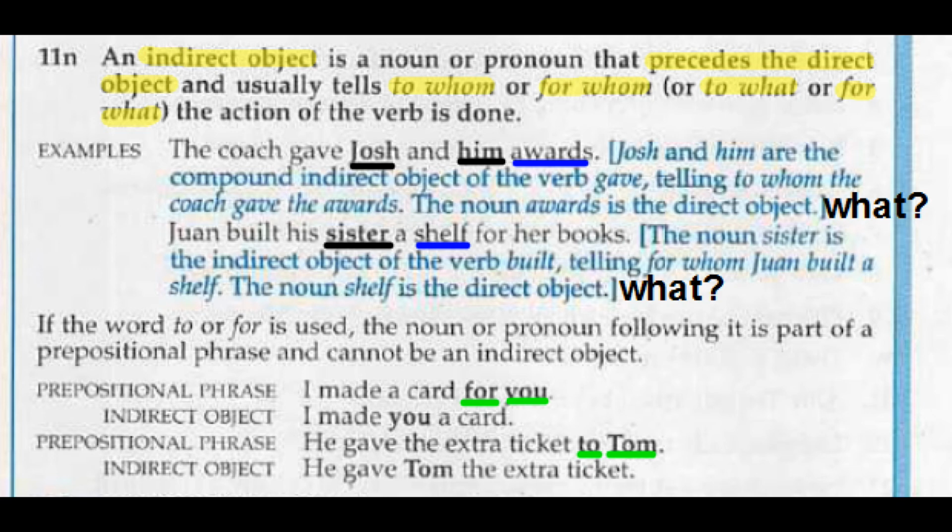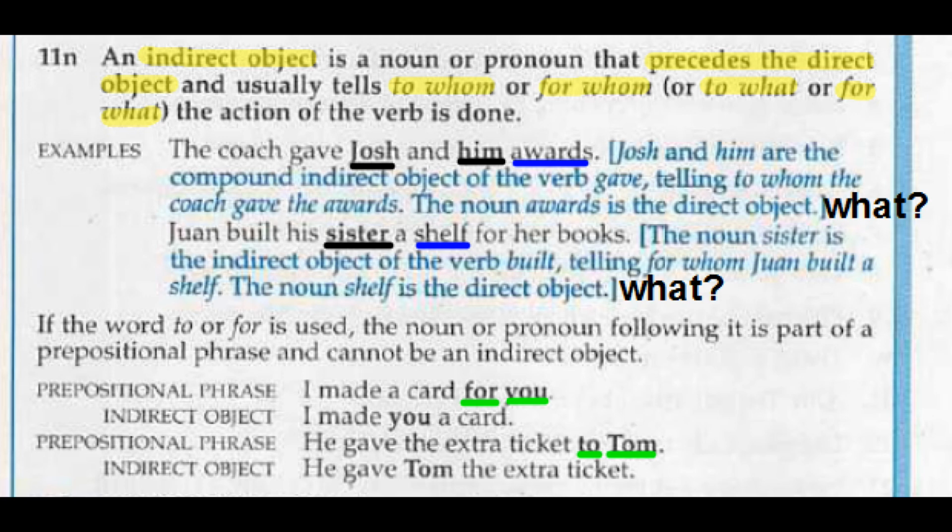Now let's look at the next one. I made you a card. And so this one's a little bit different. You is going to be the indirect object, and the card part is going to be the direct object.